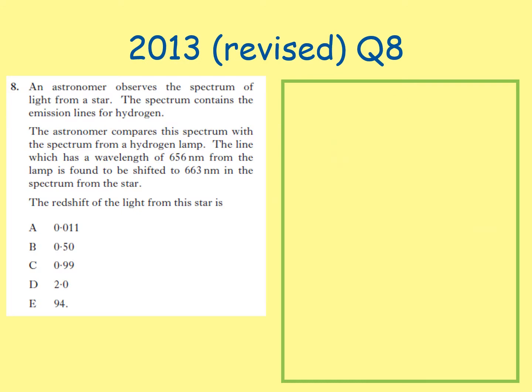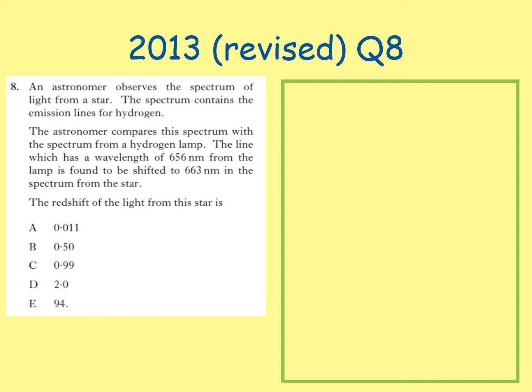An astronomer observes the spectrum of light from a star. The spectrum contains the emission lines for hydrogen. The astronomer compares this spectrum with the spectrum from a hydrogen lamp. The line which has a wavelength of 656 nanometers from the lamp is found to be shifted to 663 nanometers in the spectrum of the star. What is the redshift of this light from the star?